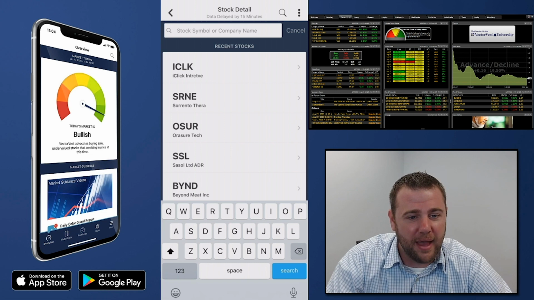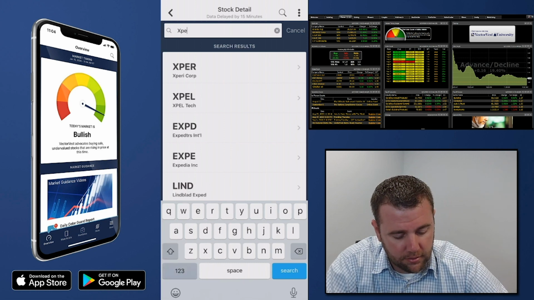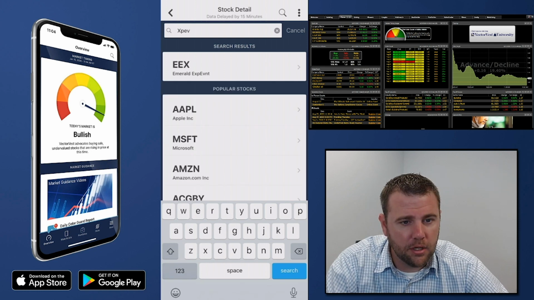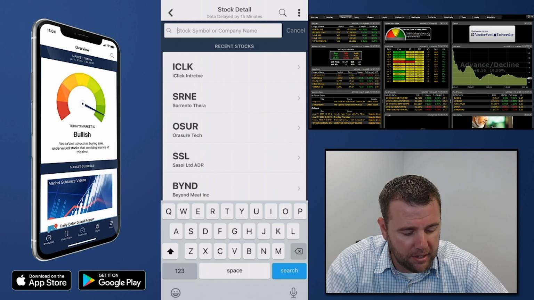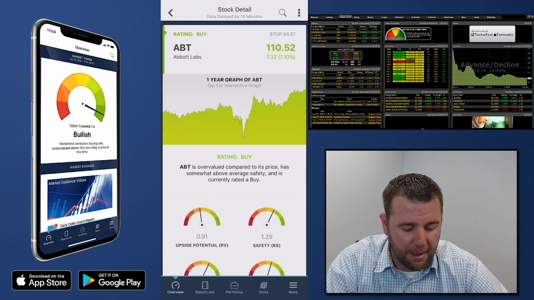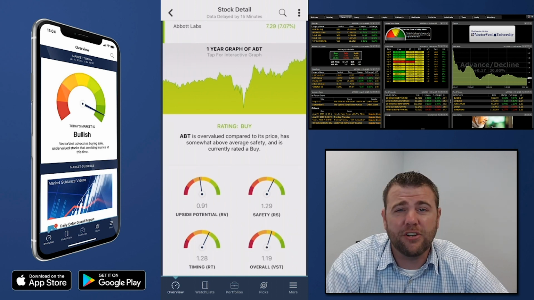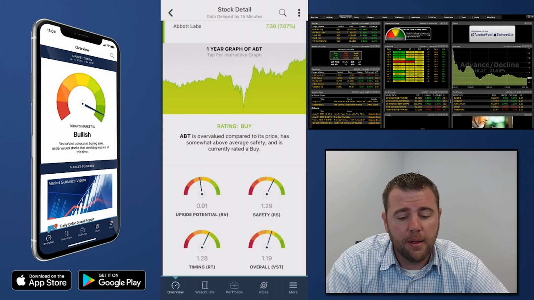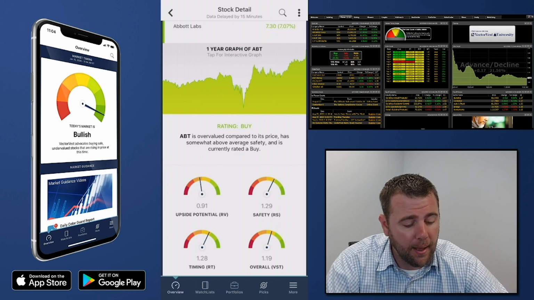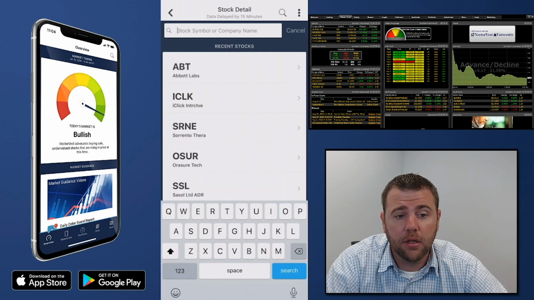Okay, let's see. Let's get back into it. XPEV. Not seeing that one. ABT. Abbott Labs. Poor long-term potential, pretty solid fundamentals though. So more of a conservative play, not trying to outperform the market, but just trying to preserve your capital there. Decent uptrend. Therefore, the stock's favorable still.